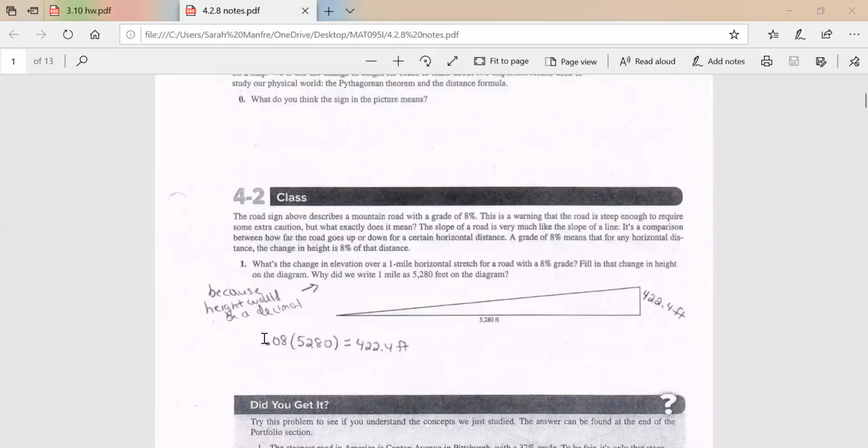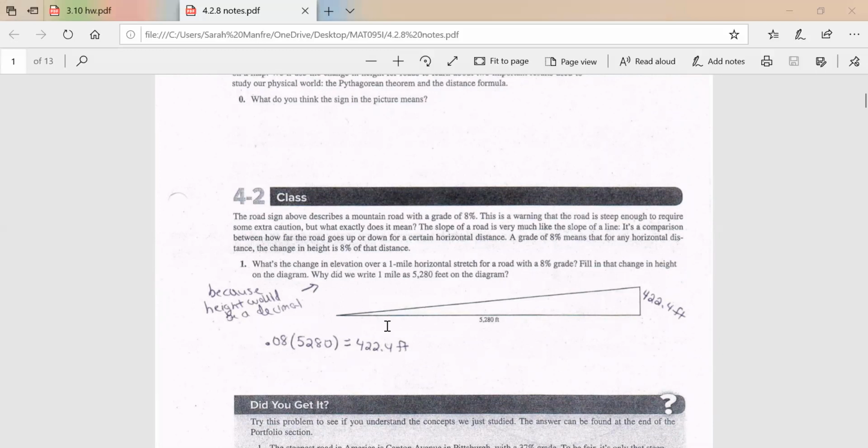Okay, so the first problem says the road sign above describes a mountain road with a grade of 8%. So what this means is that this line going up, this is basically your road, and it's going up at an 8% grade. So if you were to think of an entire circle, 100% of a circle, this is like 8% of the circle, this angle.